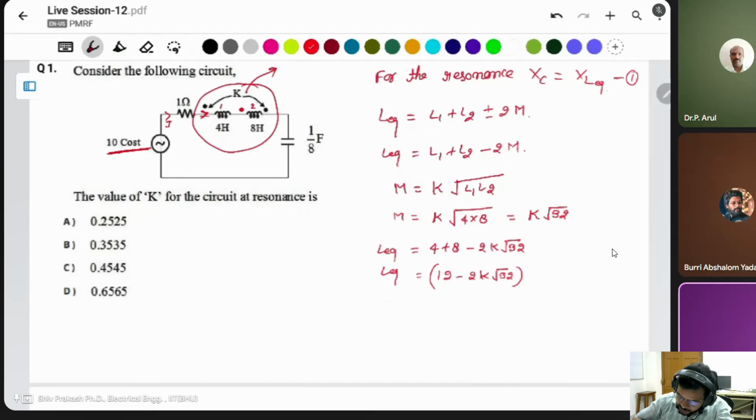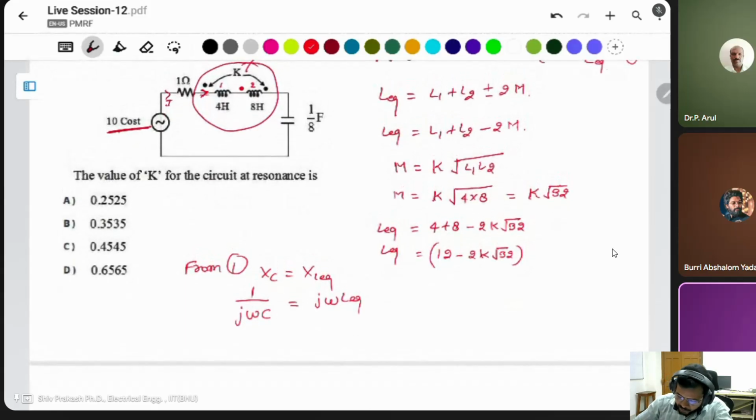I start from question number one. XC is equal to X equivalent. XC you know, is 1 over j omega C. XL is equal to j omega L equivalent. Here what is omega? Cos t means omega is 1 only. You know the expression is cos omega t. If omega is equal to 1, that means this will be cos t. So you can put the value omega equal to 1.